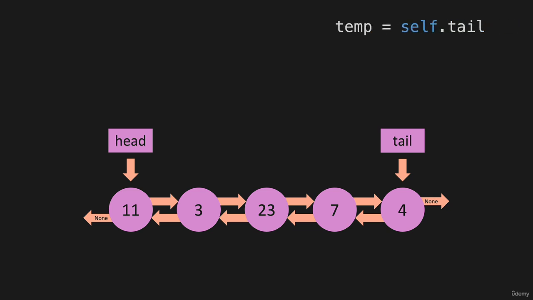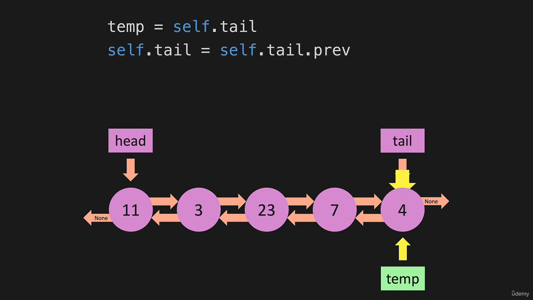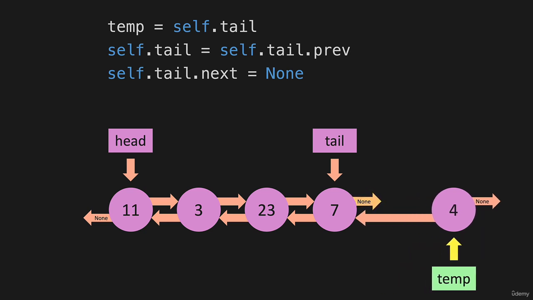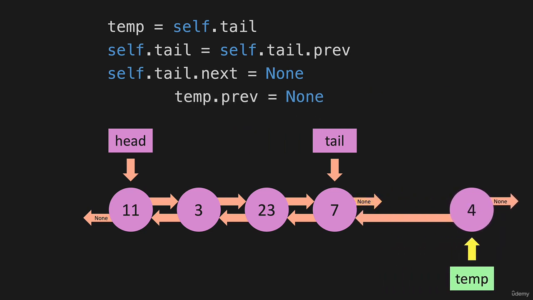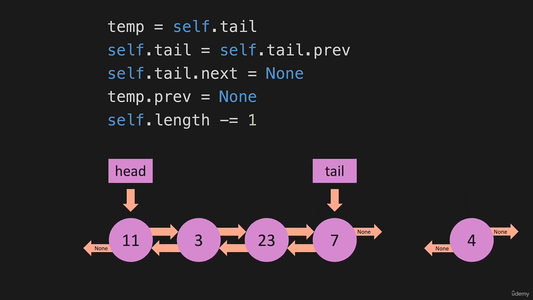First, we'll create that temp variable. Temp equals self.tail, like that. So we'll say tail equals tail.previous, and that moves that over. Then we'll say tail.next is None, and that breaks that connection. And we'll say temp.previous is None, and it breaks that connection. And then we'll decrement the length by 1.